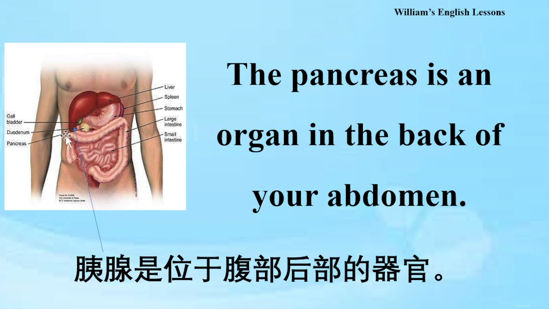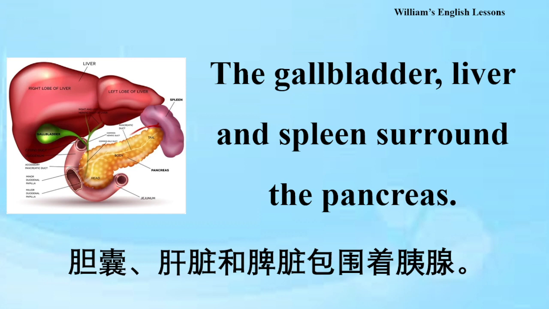Below the pancreas is the large intestine, and inside the large intestine is the small intestine. These are both part of the digestive system, which also includes the stomach right here. Now behind the stomach is the spleen, and to the left of the stomach, the green organ, is the gallbladder. The red organ at the top right here is called the liver. The gallbladder, liver, and spleen surround the pancreas.